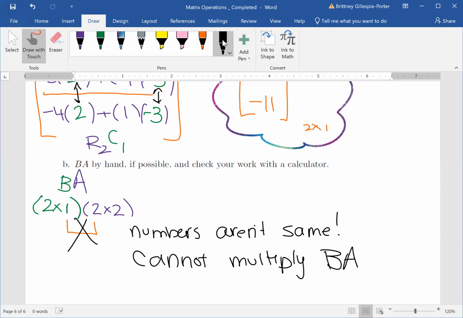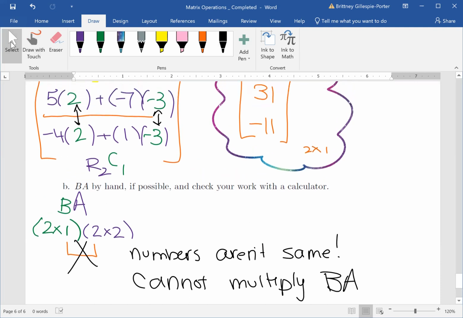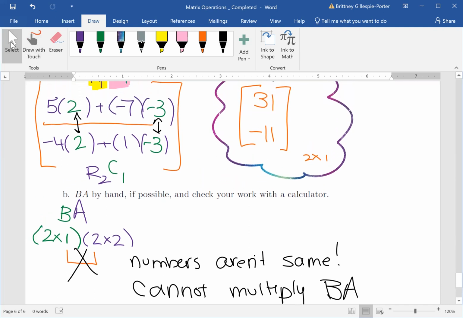We did A times B and we got a result. This was a nice little cute 2 by 1 matrix. But here we cannot flip it. AB is not the same thing as BA. And just because you can multiply one way doesn't mean that you can multiply the reverse way. We have plenty of one-way streets that we drive. We don't try to drive the wrong way down the one way. It's not a good deal. Same thing with our matrices. So make sure you are double checking your orders and whether or not you can even multiply these guys.